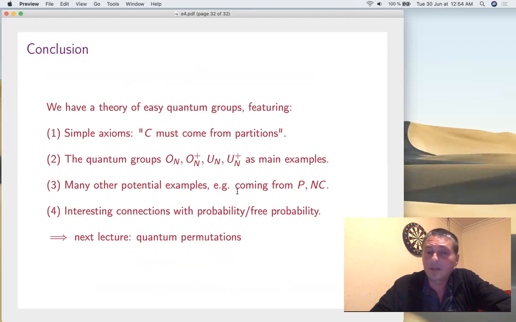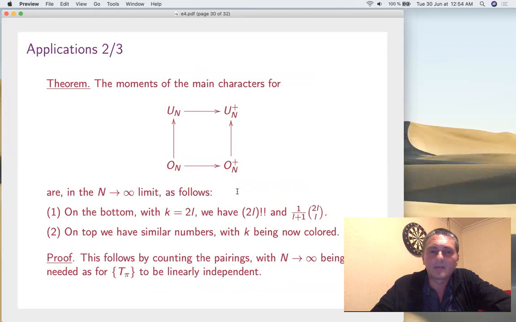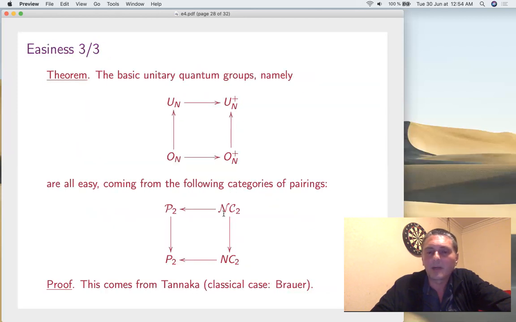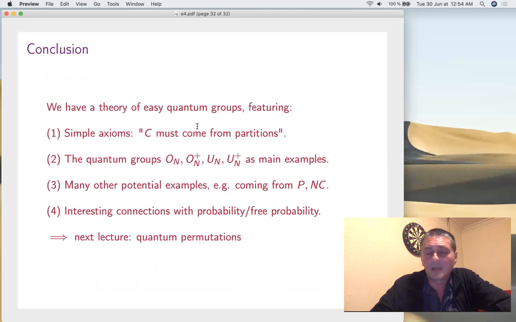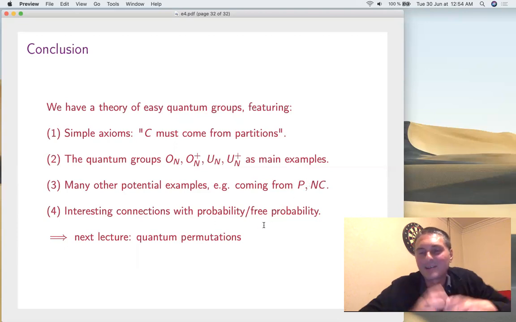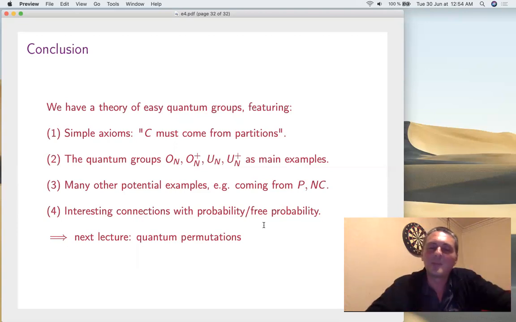And then many other potential examples, because I remind you, this comes from pairings, but in the definition of easiness, we have partitions. It works for any partition. So, for instance, the category of partitions themselves or non-crossing ones can give us some other quantum groups. And I'll tell you the answer in advance. P comes from the symmetric group, and then C comes from the quantum permutation group. So once you see this, the next thing to be done is to understand permutations, quantum permutations, and then large easiness, and then go to probability and things like that. So that will be the plan for next time.